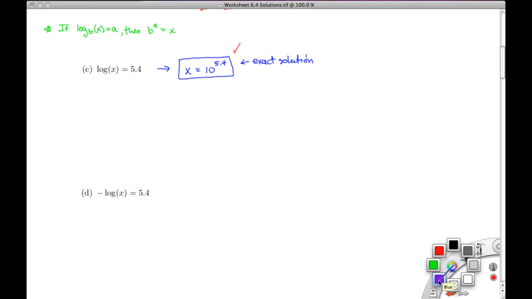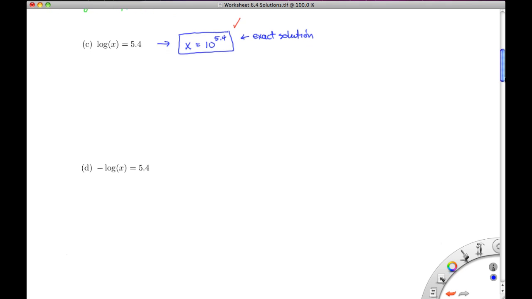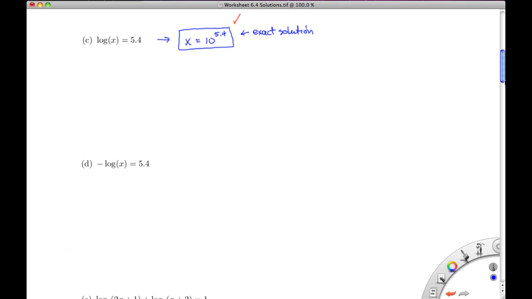Then we can hop down to part D, which is very similar, except we've got negative log of x is equal to 5.4. So first thing we want to do is isolate the log.